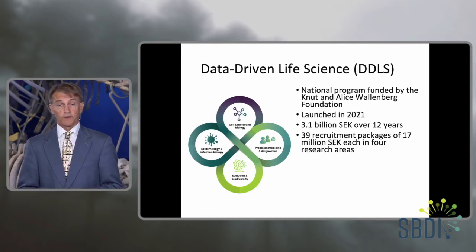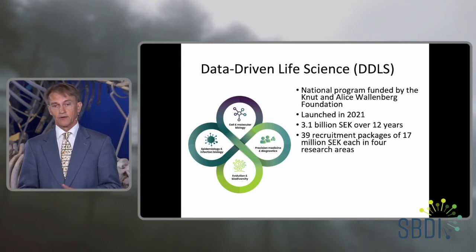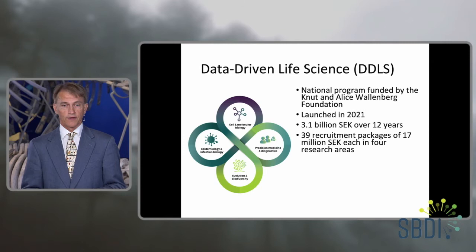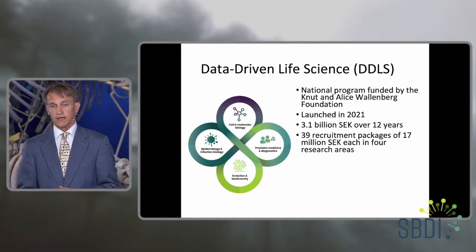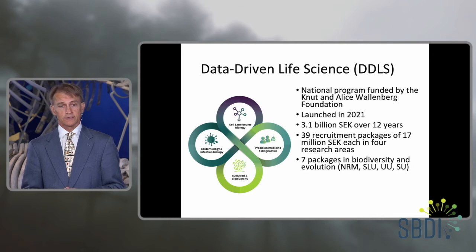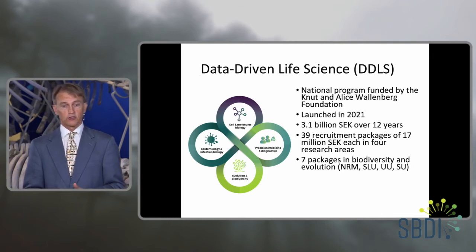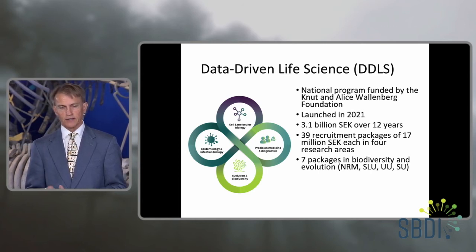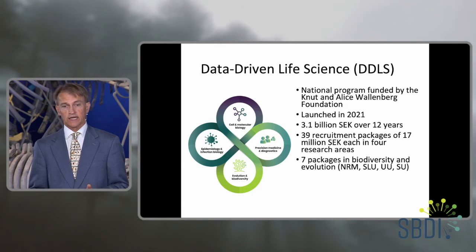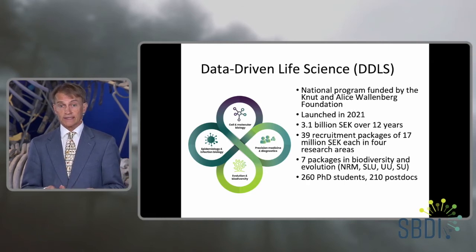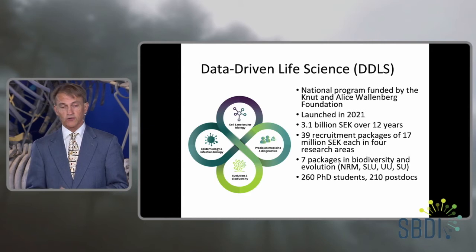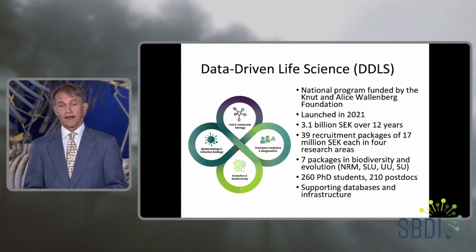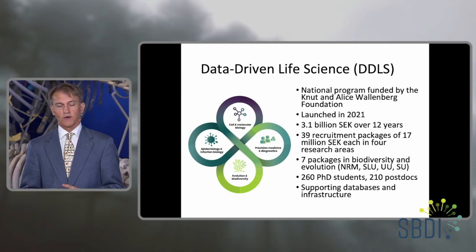A large portion of the program is dedicated to 39 recruitment packages. They're substantially funded with additional postdoc and PhD student positions, and they're in 4 research areas. One of those is biodiversity and evolution, and there will be 7 of those recruitment packages in Sweden over a period of 6 years. 260 PhD students and 210 postdocs will be funded through the program, and there's also funding for supporting databases and infrastructure.